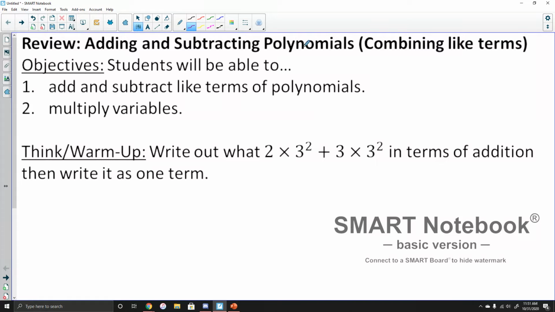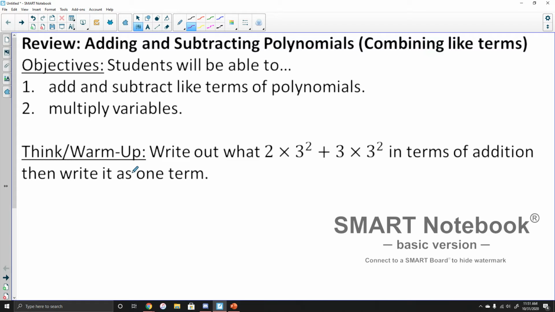So today we're going to be adding and subtracting polynomials, or just combining like terms. And even if everyone is like, oh, I know how to do this, I think we really just need to solidify this because a lot of people are still messing this up in what we were doing right now.